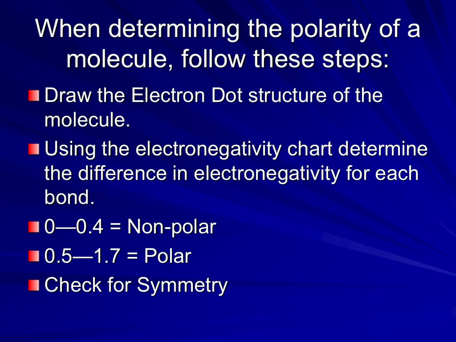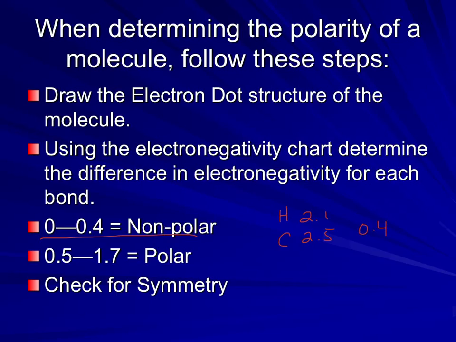So, some rules for determining if something is polar. First off, you have to draw your Lewis structure, and then account for the shape, because that shape is going to help us determine if there is symmetry going on here. Then you're going to use your electronegativity chart to check the electronegativity difference in each bond. If you have any differences from 0 to 0.4, you consider that nonpolar. That's why carbon-hydrogen is considered nonpolar, because hydrogen is 2.1, carbon is 2.5, that's a 0.4 difference.